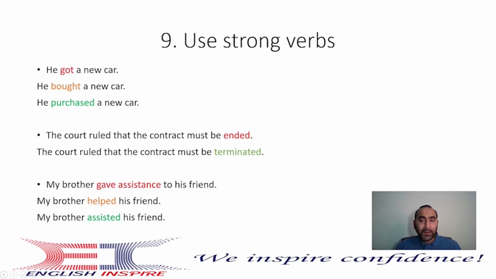The last point is to use strong verbs. In our everyday life, we use, for example, here, he got a new car. This is correct. I'm not saying that this is incorrect. This is correct. But again, in your academic writing, you have to use strong verbs. So instead of saying he got a new car, you can say he bought a new car, or I prefer the last one, he purchased a new car. He purchased a new car.